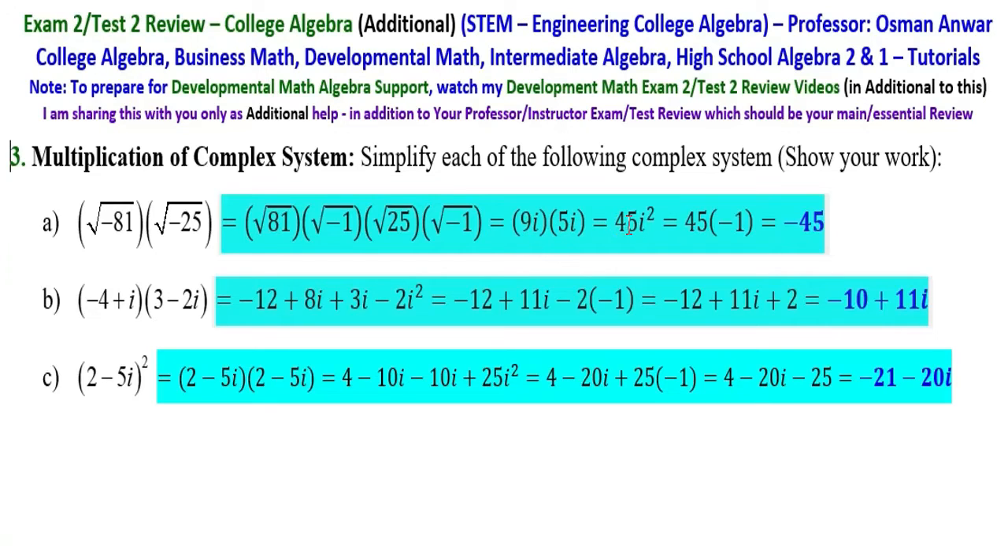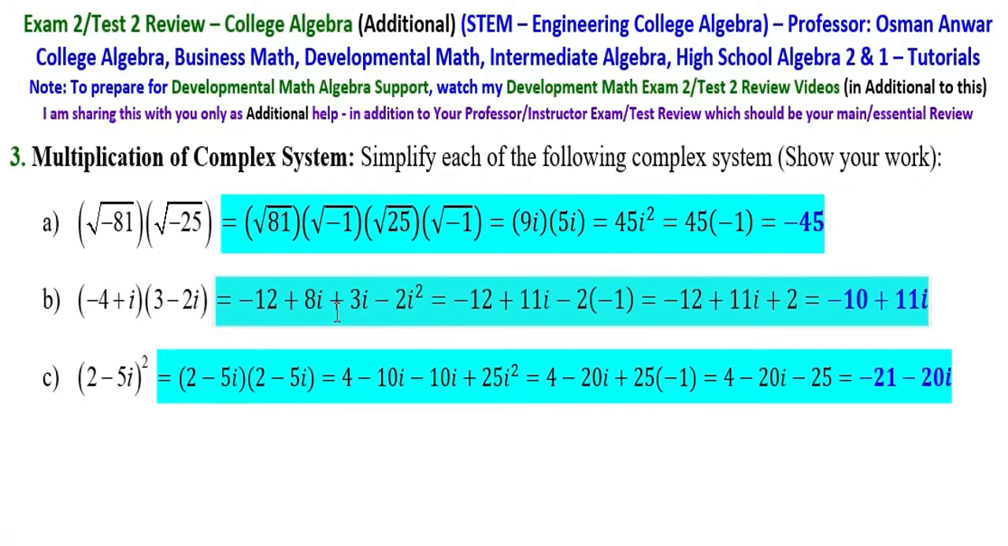i times i is i squared. This is equal to 45 times i squared. i squared is minus 1. So 45 times minus 1 is minus 45. B. Minus 4 times 3 is minus 12. Minus 4 times minus 2i is plus 8i. i times 3 is plus 3i. i times minus 2i is minus 2i squared.